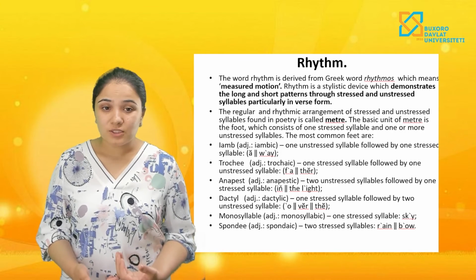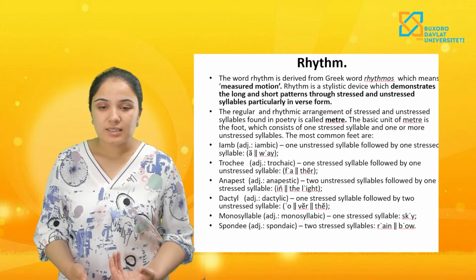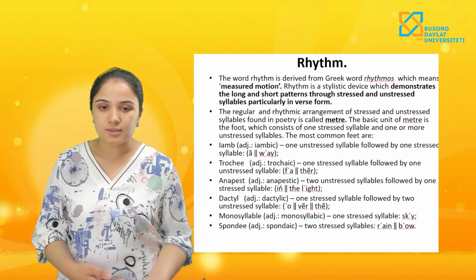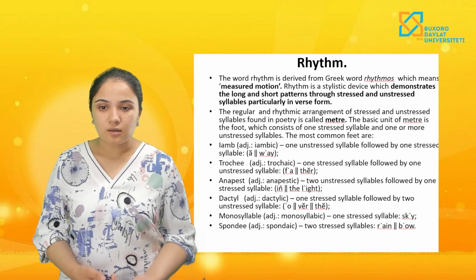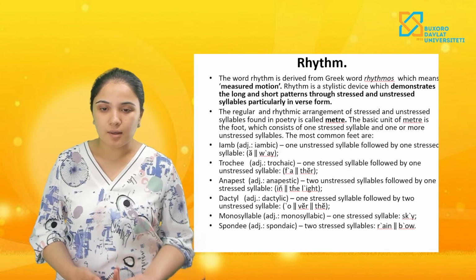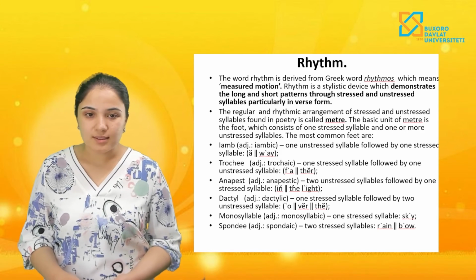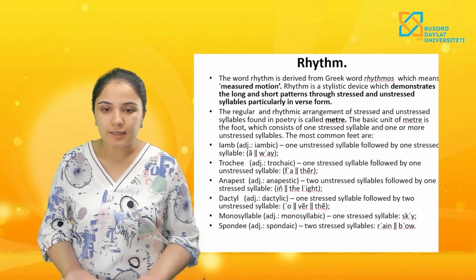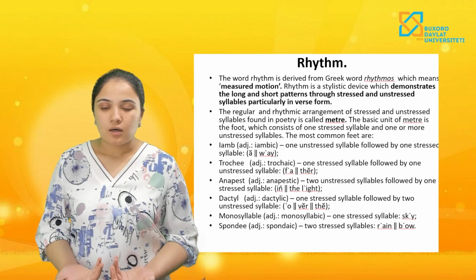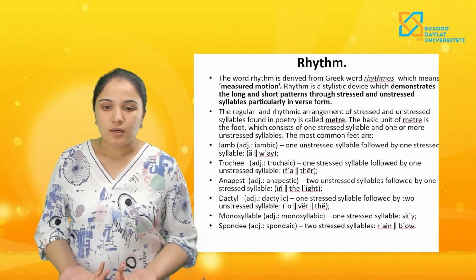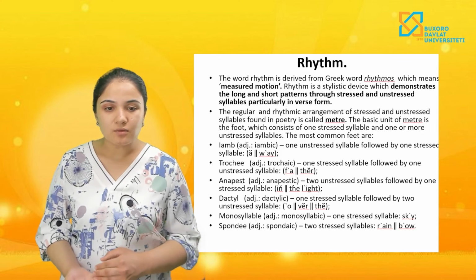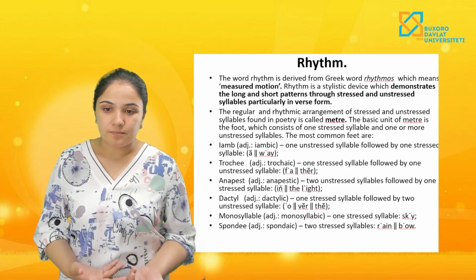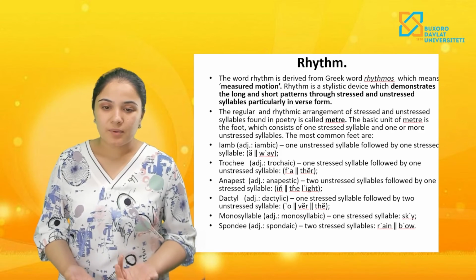The basic unit of meter is the foot, which consists of one stressed syllable and one or more unstressed syllables. The most common feet are iambic: one unstressed syllable followed by one stressed syllable, for example, away. Trochee or trochaic: one stressed syllable followed by one unstressed syllable, for example, fonza.